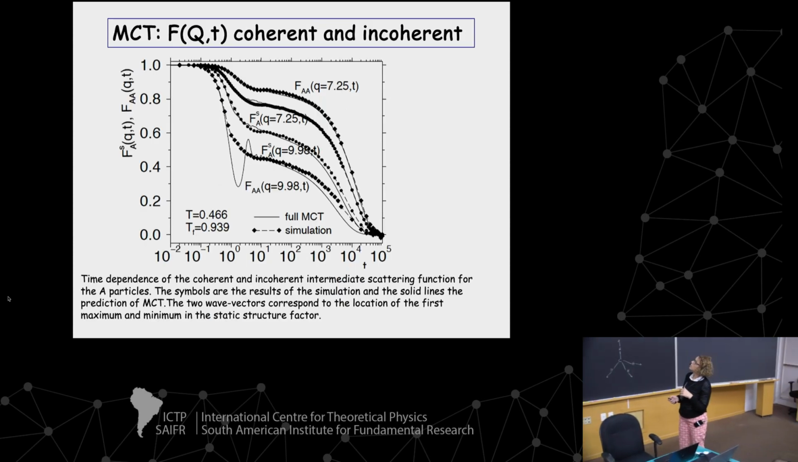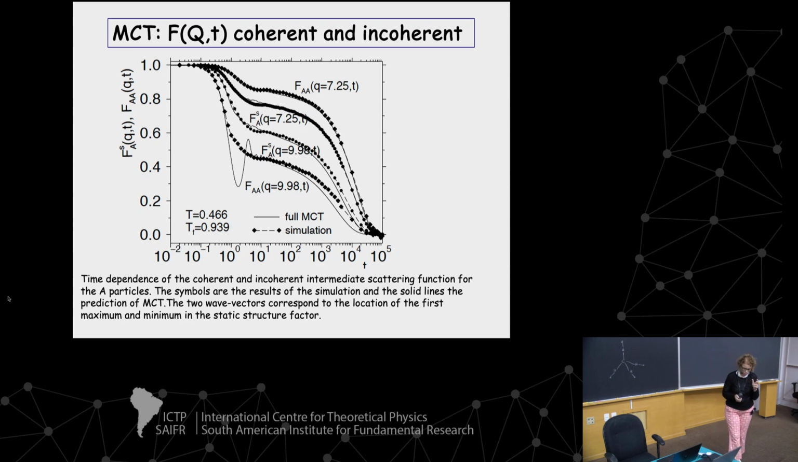Okay, let's see what happens as a function of Q. Do you remember that I told you that the best way to see the caging is to use the first peak of the structure factor for the calculation of the self-intermediate scattering function as a function of T. Here is what I was telling you about what is happening to the correlator as Q gets larger or smaller.